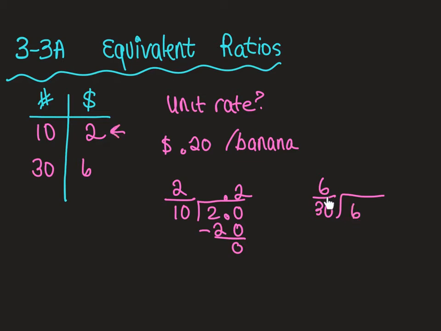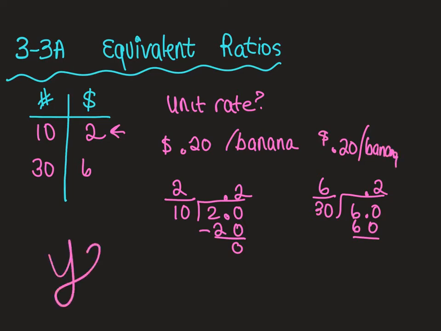Let's go over here to this one. 30 can't go into 6, so I add a decimal and a 0. 30 goes into 60 twice. There's no remainder. I got the same thing: 20 cents per banana. So you would say the answer is yes, they are equivalent ratios.